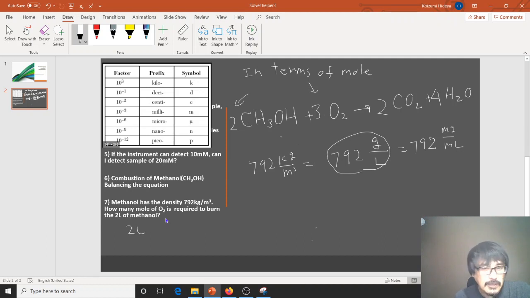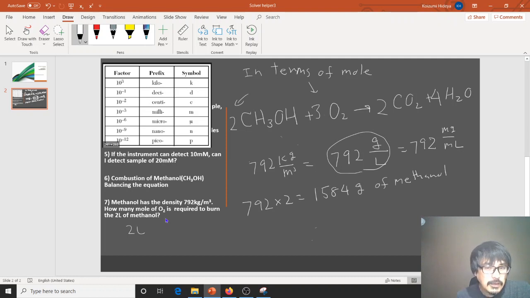So how many grams of the methanol do I actually have? I have every 1 liter weighs 792 gram, right? And I have 2 liters of those. Then I just need to multiply, right? So 792 multiplied by 2 is going to give you 1584 grams. So that's the mass of the methanol.